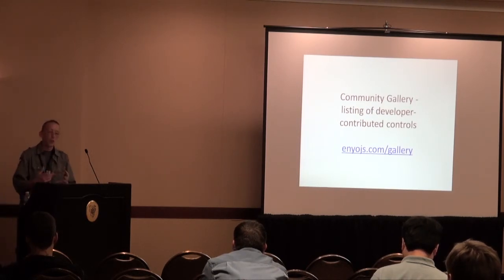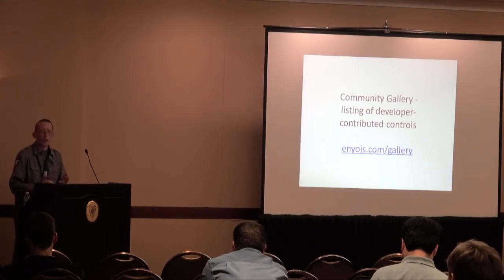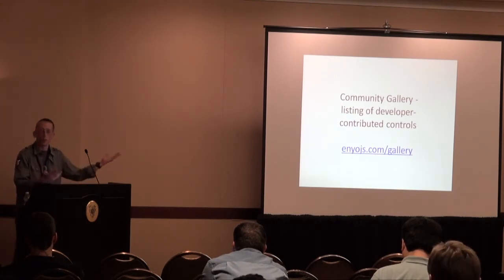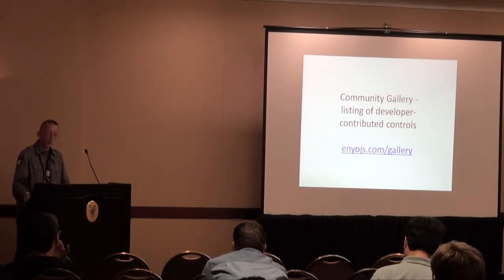Most of the things that you'll find in there will be controls, stuff that renders in the DOM. But there are a couple of back-end type things too, like a local storage wrapper. Before we came out with our own version of Enyo.web service, somebody had already written a web service wrapper that's in the gallery as well. But like I said, most of them are going to be controls, spinners and things like that.